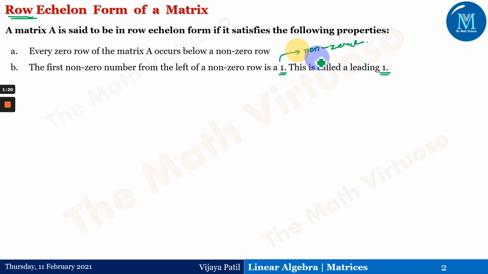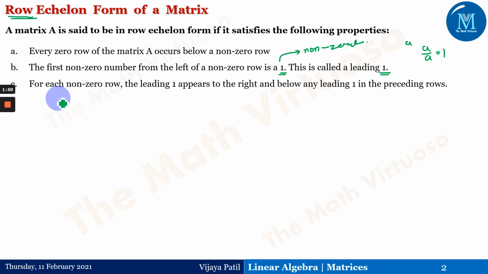Most of the books are using this also. So this is also a correct one, because if it is a non-zero number, you can make it 1 just by dividing. Suppose that was a number a, I can divide by a and make this 1. So that's not a problem. The condition is that the first non-zero number from the left of a non-zero row is 1. Instead of 1, some books are using a non-zero number also. That is also a correct method for this row echelon form.